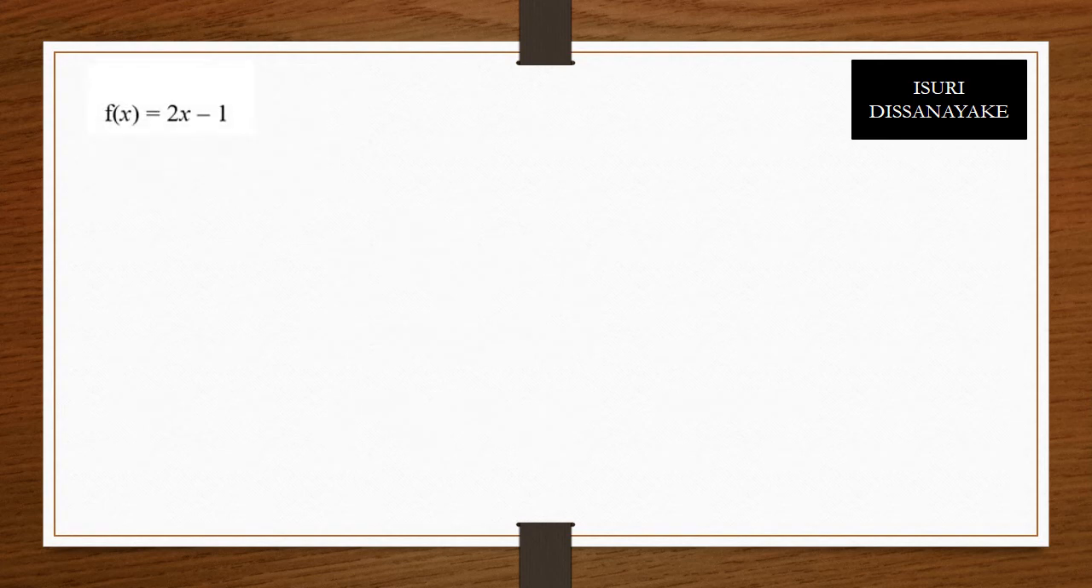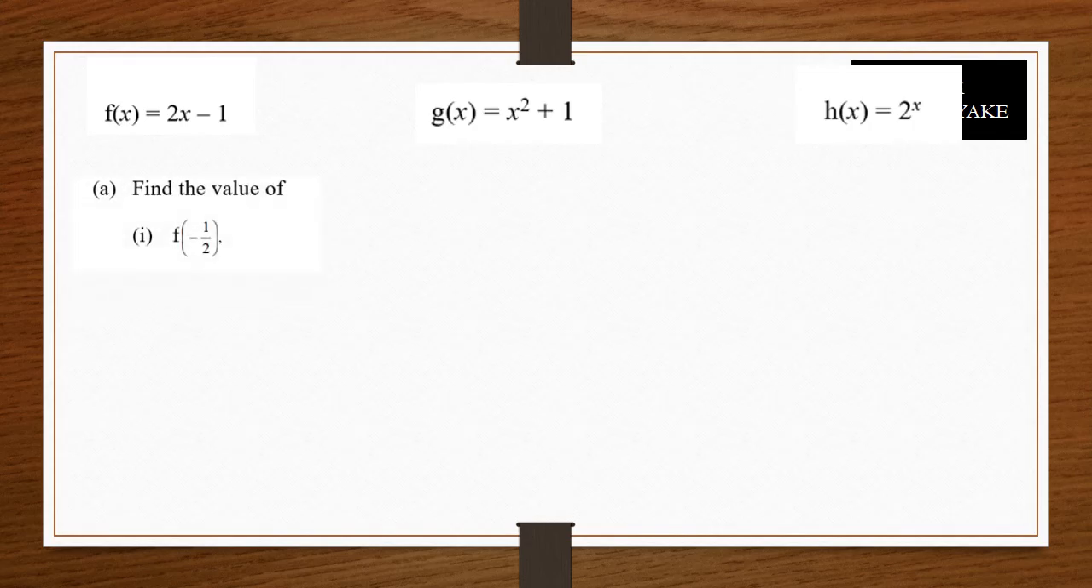In this slide, I have given you a practice question. So we have 3 functions here. The first function is f(x), the next one is g(x), and the third function is h(x). You are asked to find the value of f(-1/2). Next, g(-5), h(-3).